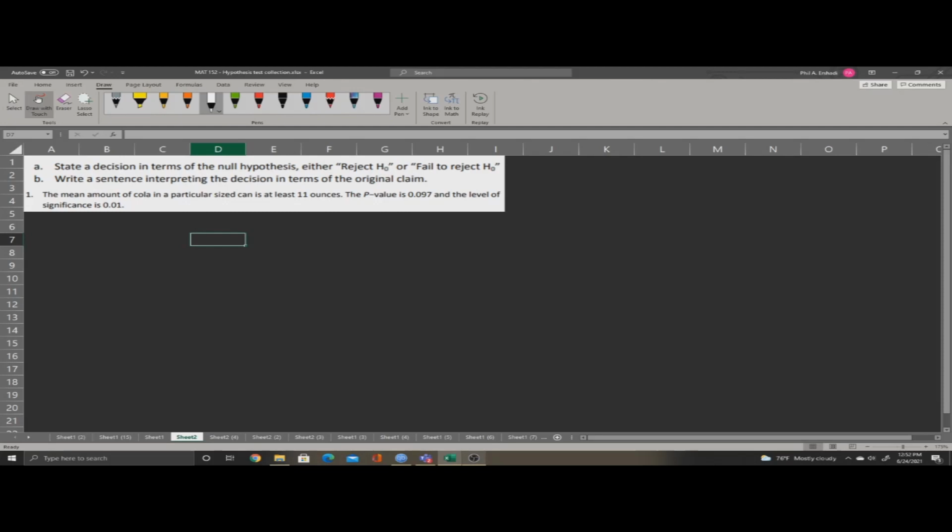Our job is going to be first to write a hypothesis pair and then make a decision about whether to reject or fail to reject the null hypothesis. And then we'll restate our decision in terms of the original claim. The first thing we'll need to do is write the claim.